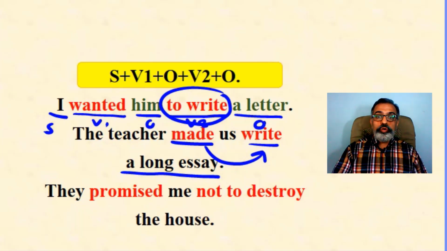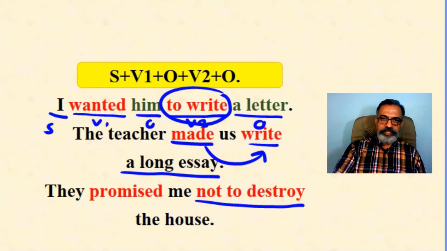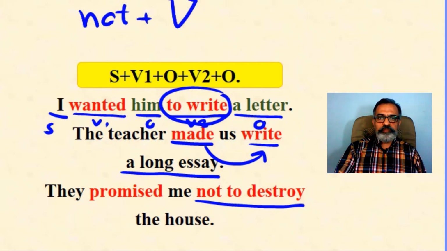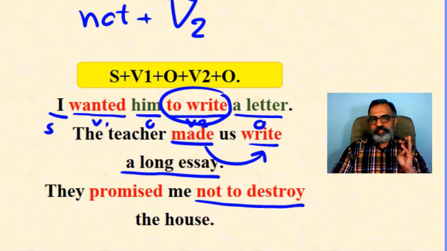They promised me not to destroy the house. Second verb can be negative. So when the second verb is negative, we use not plus the second verb, whatever the shape is. It can be ing form, it can be simple form, base form, or infinitive with to. Not plus the second verb. They promised me not to destroy the house.